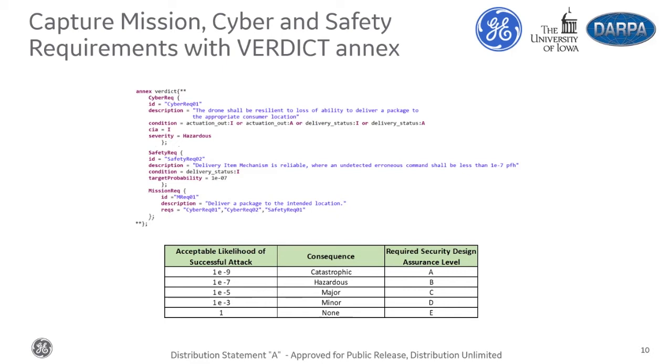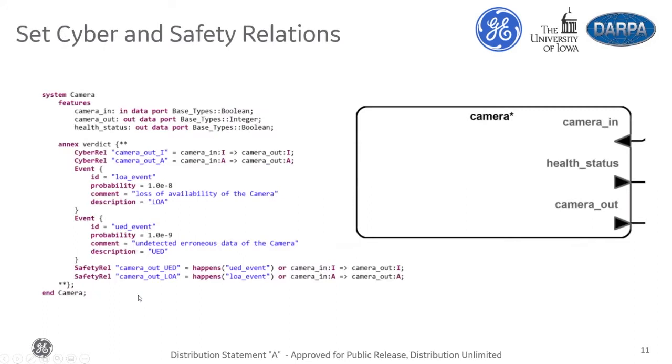So the mission requirement is kind of a hierarchical aggregation of the cyber and safety requirements that we'll actually be calculating. So then we need to go in and set our cyber and safety relations. And that's a matter of aligning the inputs and outputs of each of the components. Now, we can either spell these out explicitly like we've shown here. For example, we've got a cyber relation for the camera out integrity is dependent upon the camera in integrity. So it's kind of a straight pass-through of this simple system.